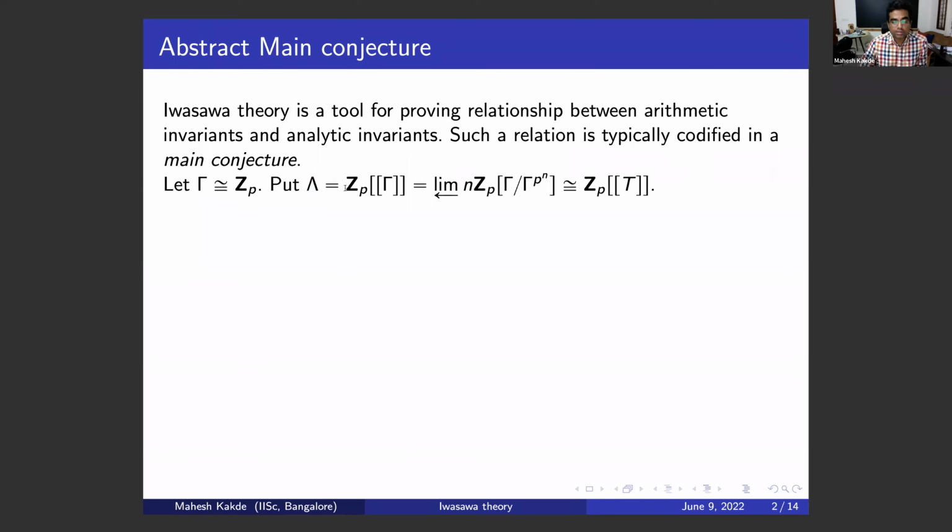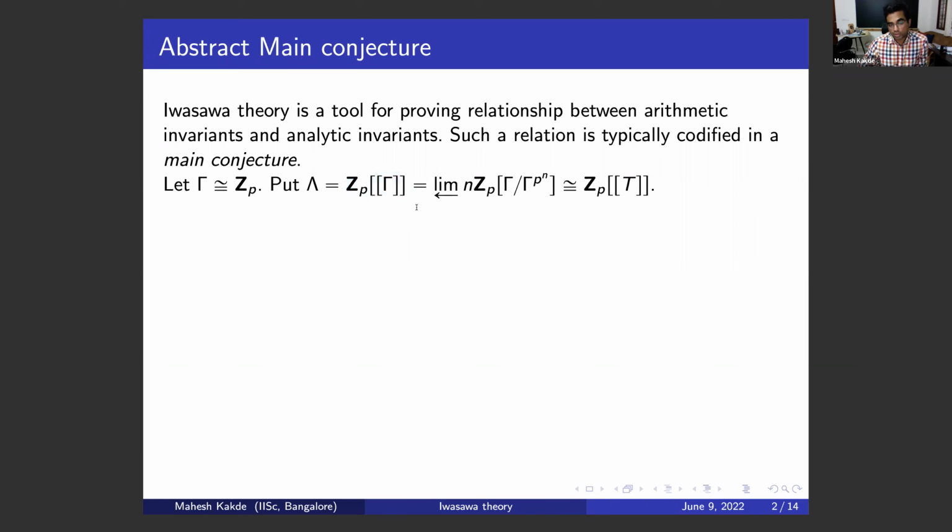Lambda is the completed group ring Z_p double bracket gamma, the inverse limit of Z_p[gamma/gamma^(p^n)], where the n should be under the arrow, so this inverse limit is over n. I'm denoting gamma multiplicatively, so this quotient has order p to the n, and you look at all these group rings, take the inverse limit in a natural way, and that's the completed group ring.